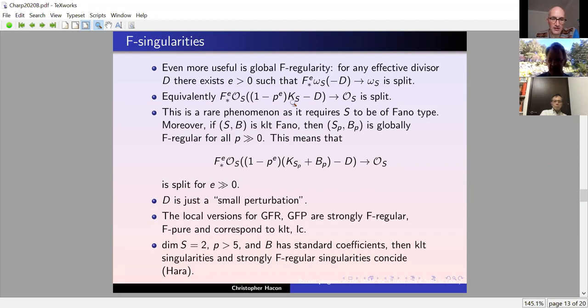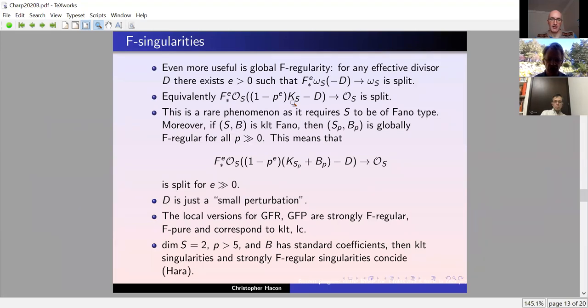And just as you can think of KLT singularities as being epsilon better than log canonical singularities, the same is true for F-regular versus F-pure. The definitions are very similar, but they are invariant under small perturbations.